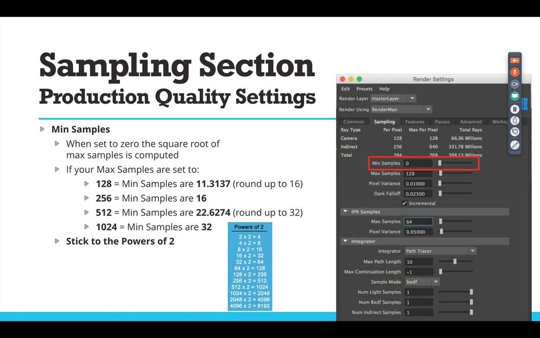But we're talking just about min samples. So here's the way min samples work. Min samples by default are set to 0. 0 means that they do not have no minimum samples. 0 for Pixar, remember this is Pixar. Pixar means this is the square root of that number.